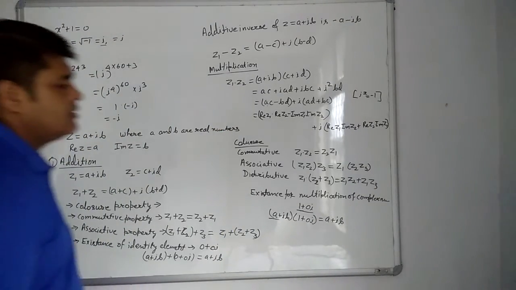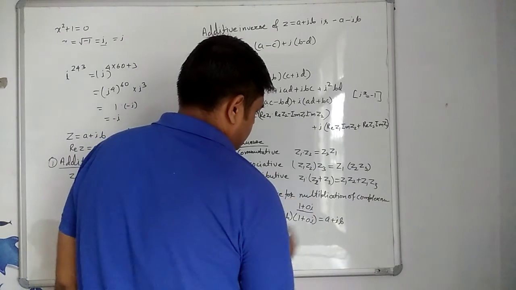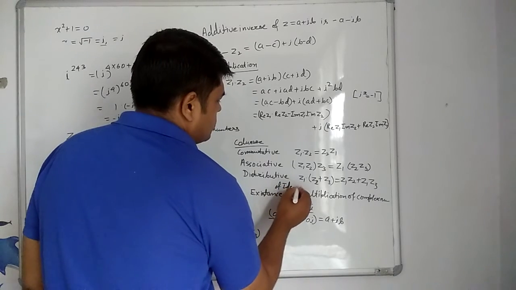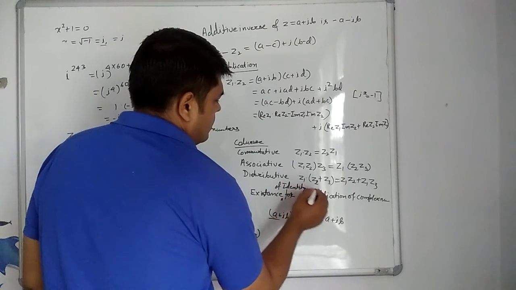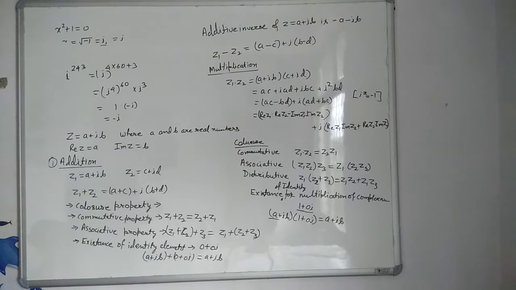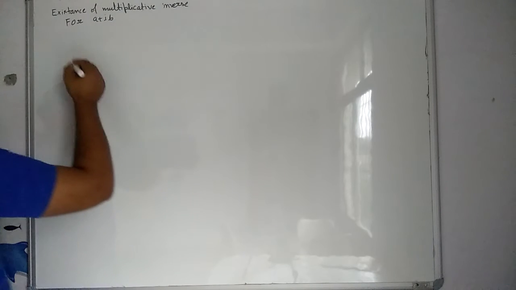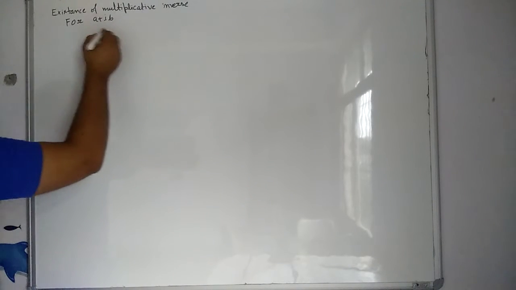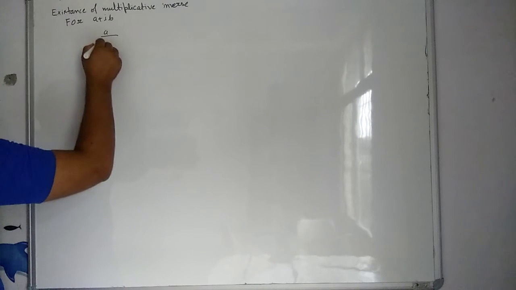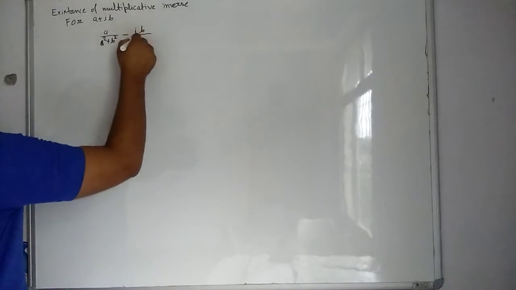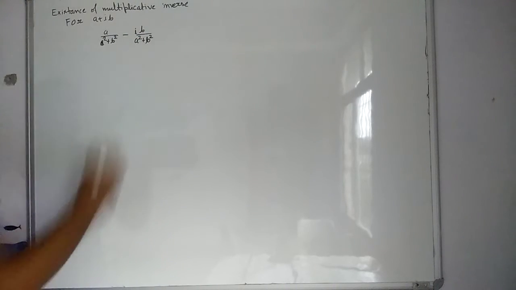If you have the existence of the identity element, now we will talk about the existence of inverse. As the identity element exists, the inverse will exist. So does a multiplicative inverse for a plus iota b exist? Yes, it does. For any a plus iota b, the number a upon a square plus b square minus iota b upon a square plus b square is the multiplicative inverse.